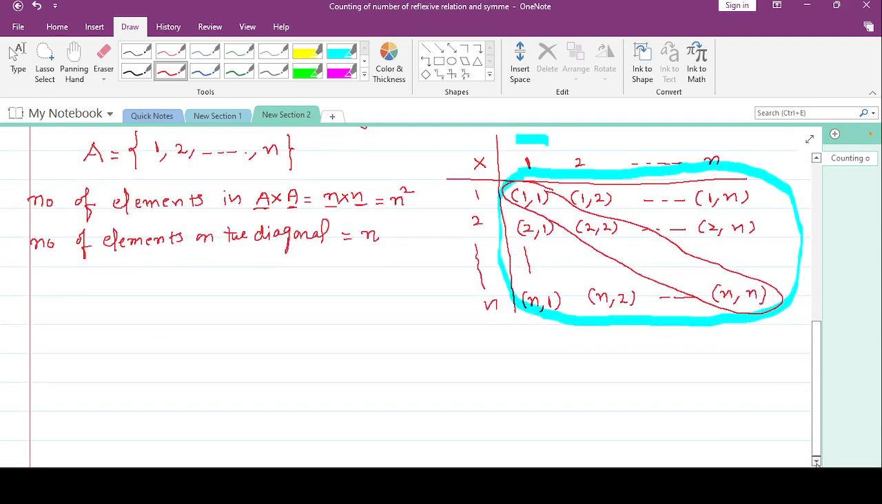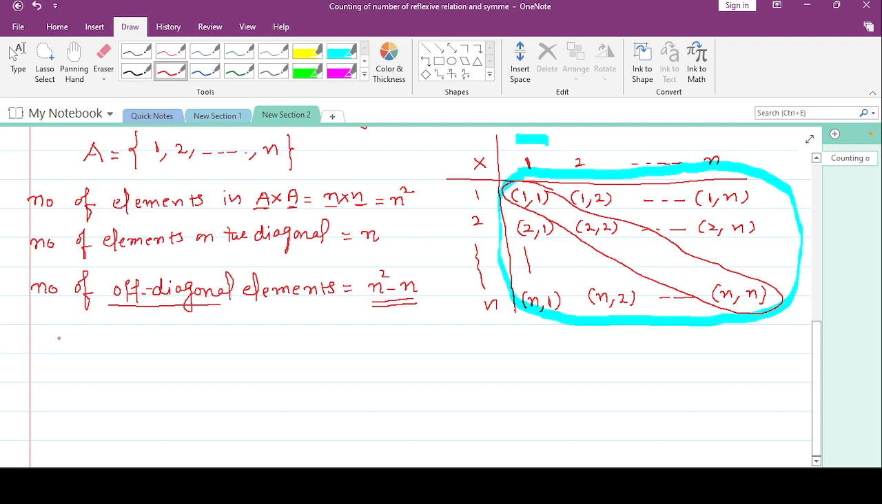So the number of off-diagonal elements is n square minus n. By off-diagonal I mean the number of elements which are not diagonal elements. As you have a total of n square elements, and out of these n square only n are on the diagonal, the number of off-diagonal elements is n square minus n.